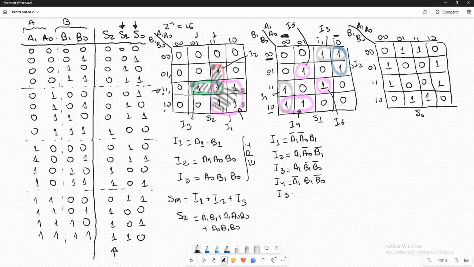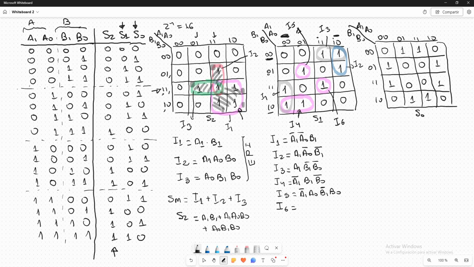Implicand 5 is this one that is really small. We have to include all the variables. In fact, it's a min term because all the variables of the function appear. So A1, A0, B1, B0. A1 is negated because it's a 0. B1 is negated because it's a 0, and the others are not negated.